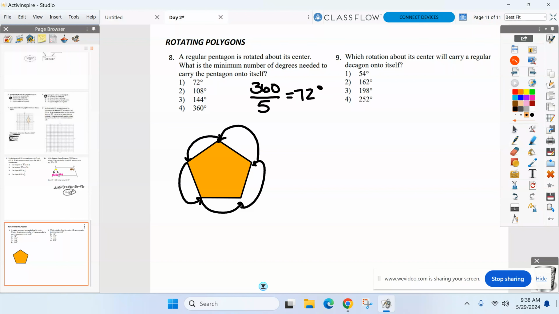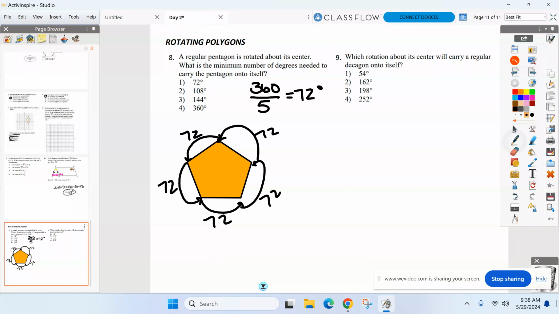Let me just, because sometimes they don't ask for the minimum. What are other degree measures I could go? I could go 72, add another 72. I could go 144, add another 72, another 72, another 72. All right, any multiple of 72 there would get me back to my original pentagon.